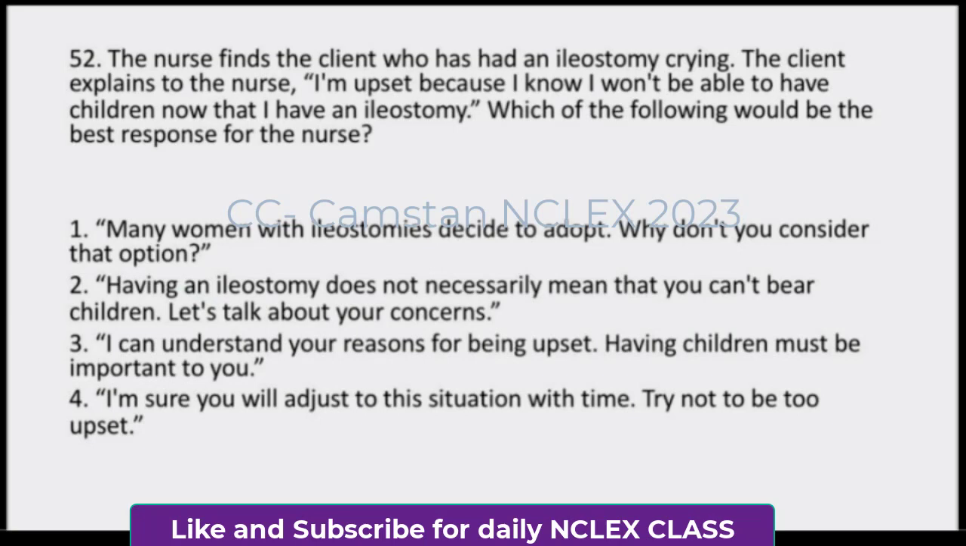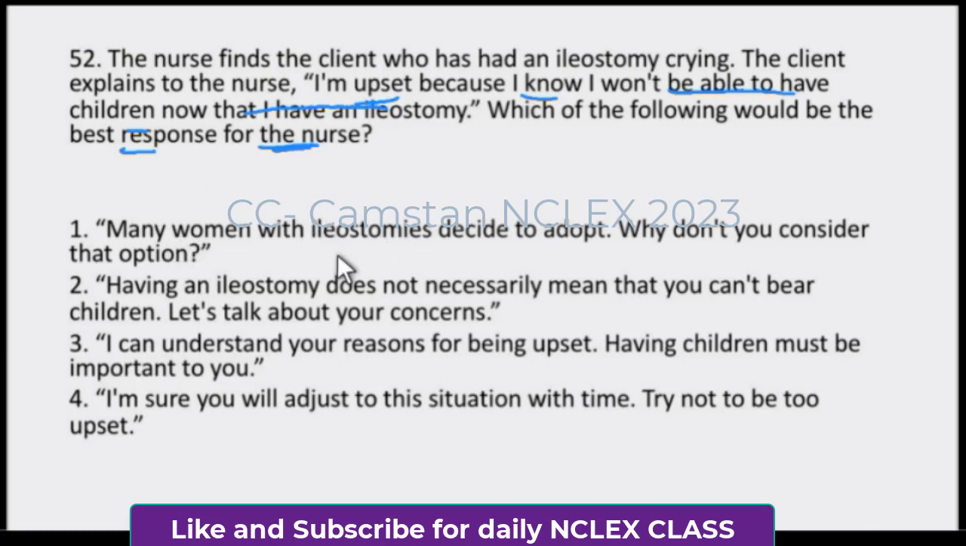The nurse finds the client who has had an ileostomy crying. The client explains to the nurse, I am upset because I know I won't be able to have children now that I have an ileostomy. Right. Which of the following would be the best response for the nurse? So our client is upset and he's telling the nurse that he won't be able to have children. So this is his concern, right? So what is the duty of the nurse in such a scenario? Well, let's go through the options first.